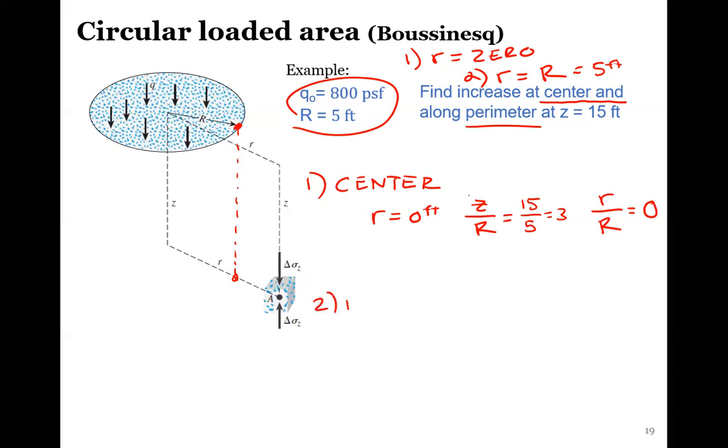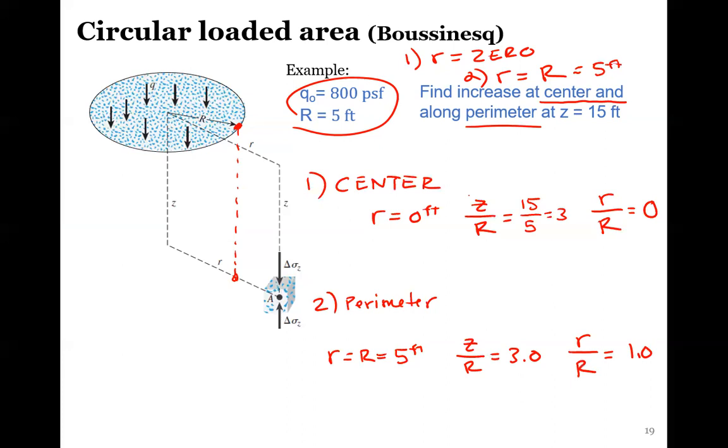We also care about the perimeter. In this case, our lowercase r is equal to our uppercase R, which is 5 feet. So our z divided by our uppercase R is the same. And then our lowercase r divided by uppercase R is going to be 1. So we have these two values.